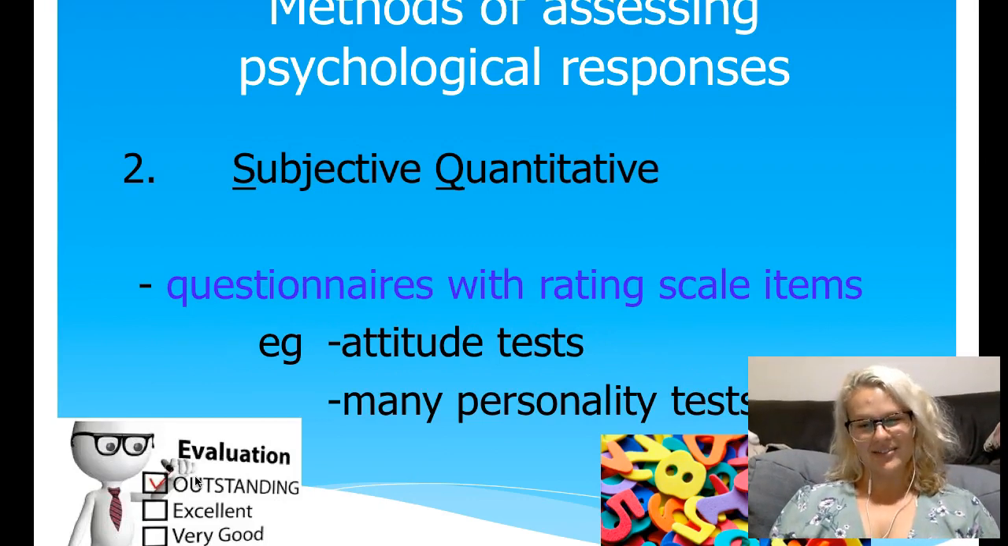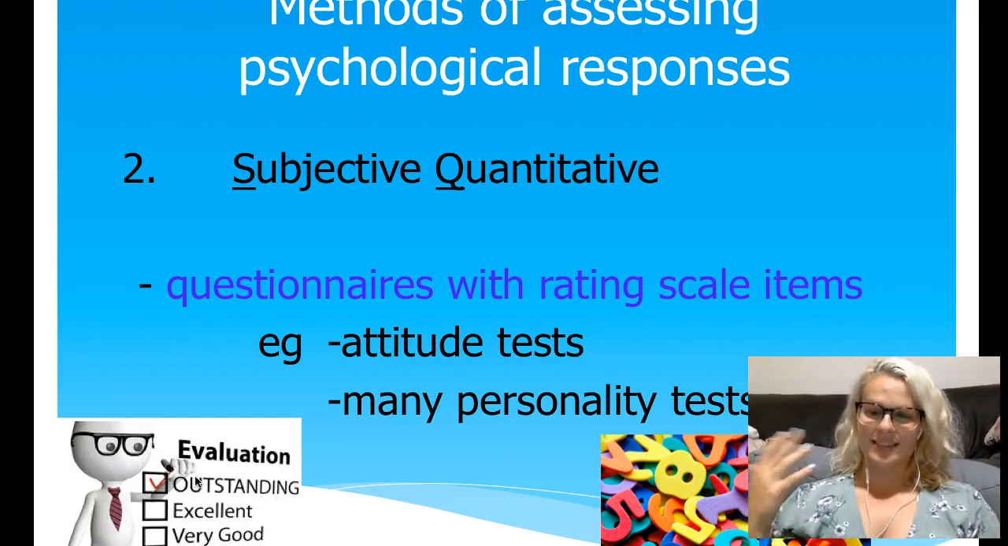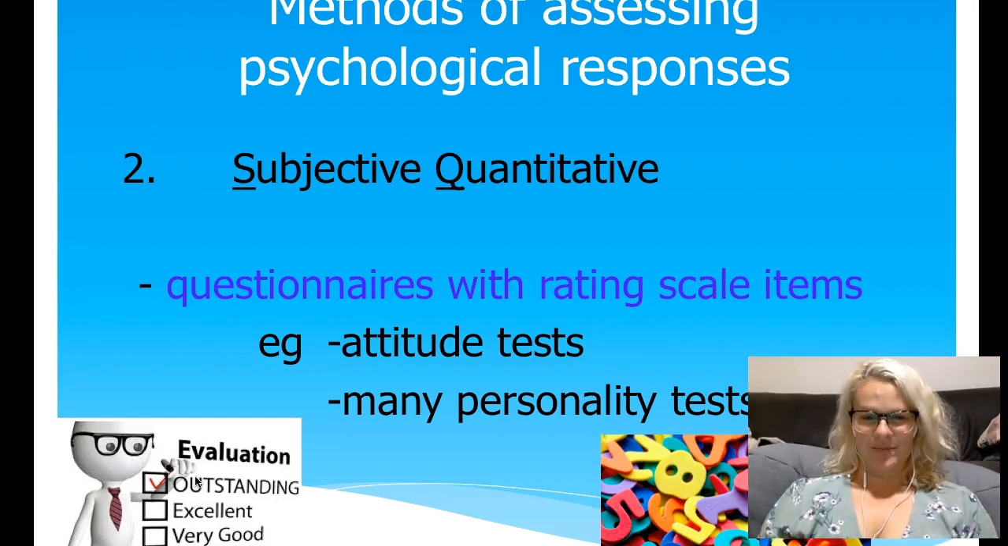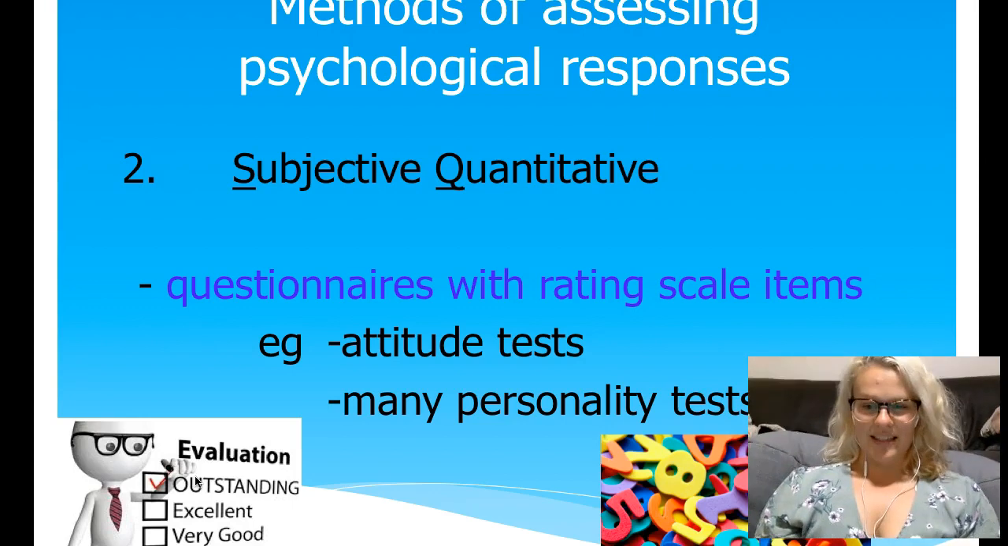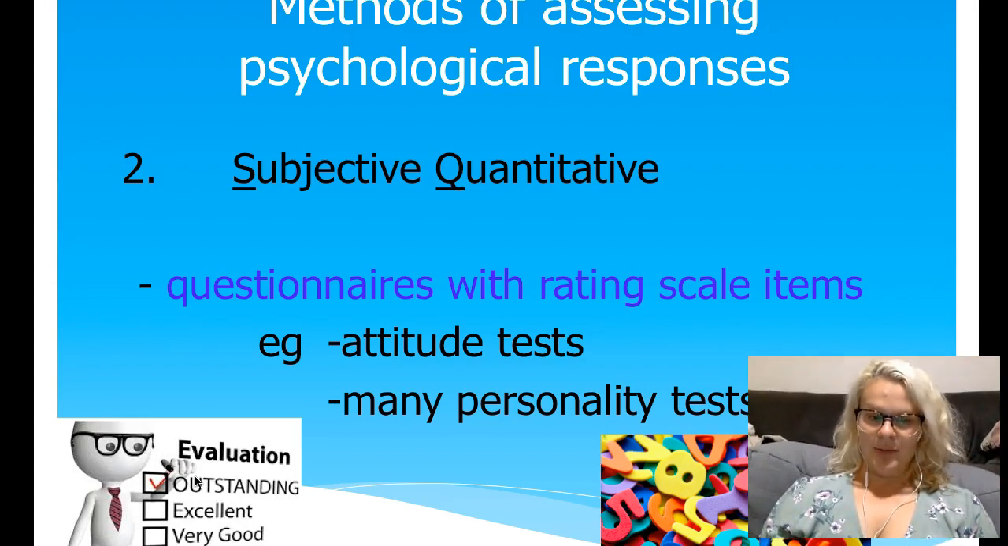We can't have objective qualitative because in order for something to be qualitative it needs to come from someone, which means it can't be objective, because you need someone to be able to answer qualitative data. Which leaves the other 2: subjective quantitative, so from the self, from the participant, and numerical.